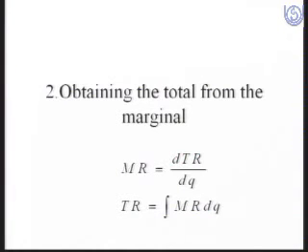To obtain the average cost curve, you have divided the total cost by the quantity, and to obtain the marginal cost, you have differentiated the total cost with respect to quantity.